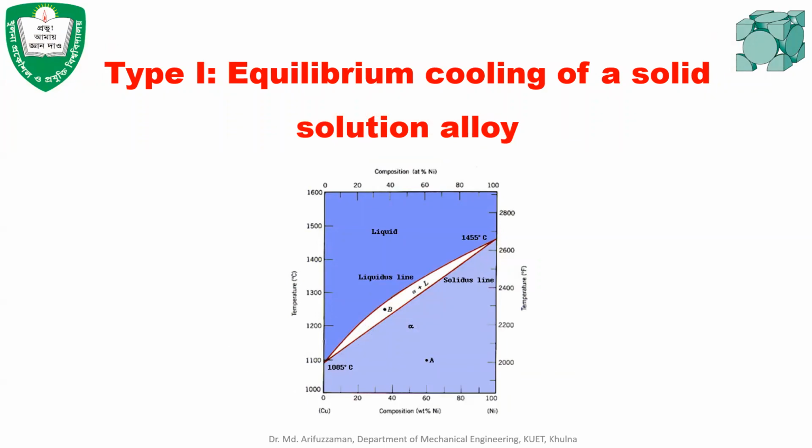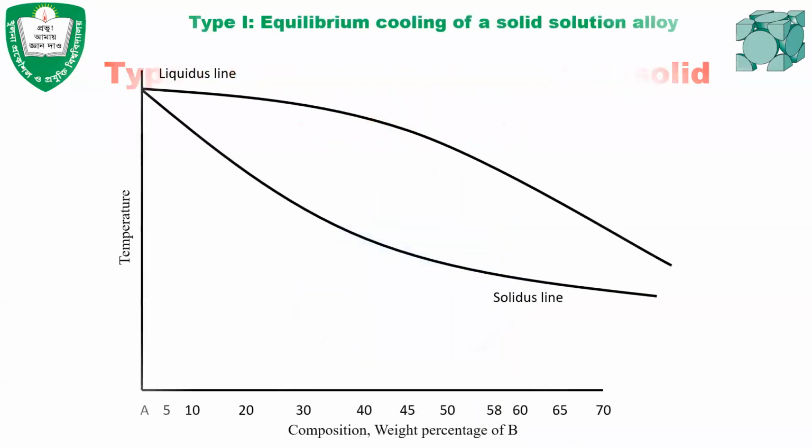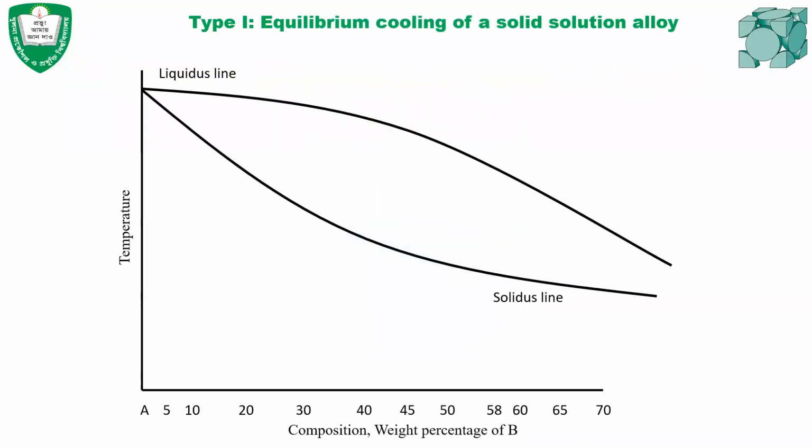So the type 1 diagram is about the equilibrium binary system alloy. That means both components are completely soluble in the liquid state and completely soluble in the solid state. So this is a schematic diagram for a solid solution alloy, which conforms to the phase diagram type 1.